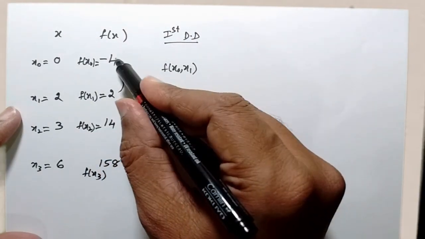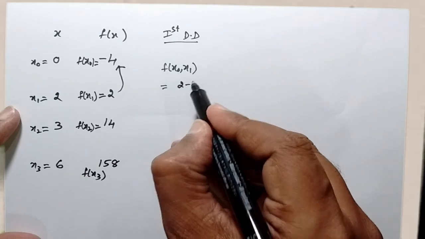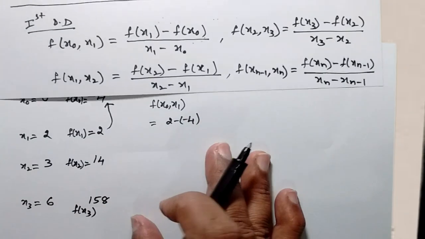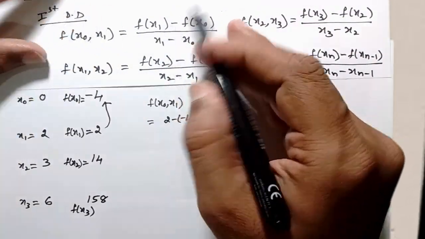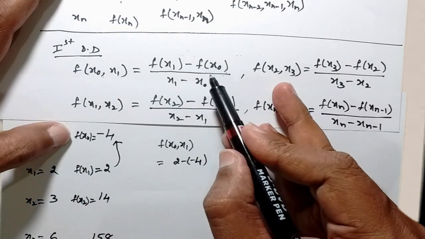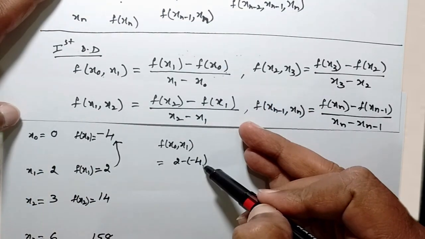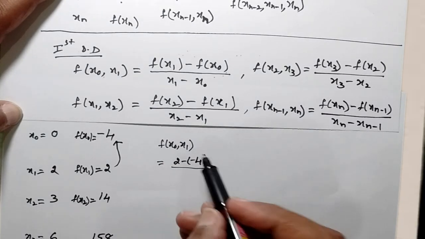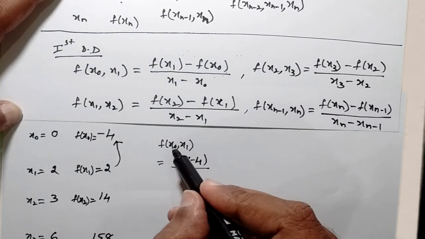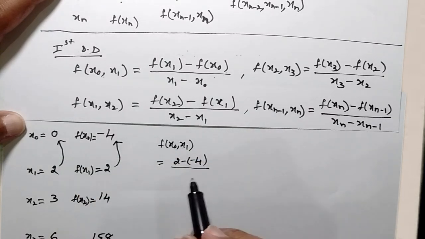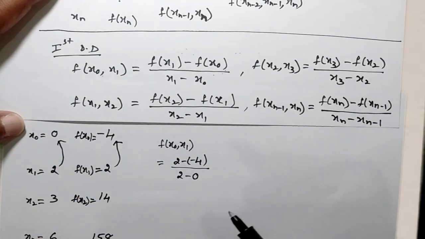So it is 2 minus minus 4. Can you find f of x1? F of x1 is what? F of x1 is 2. What is f of x0? F of x0 is minus 4. So f of x1 minus f of x0 divided by what you have? This x1 minus x0, this difference. So x1 is what? 2 minus 0.